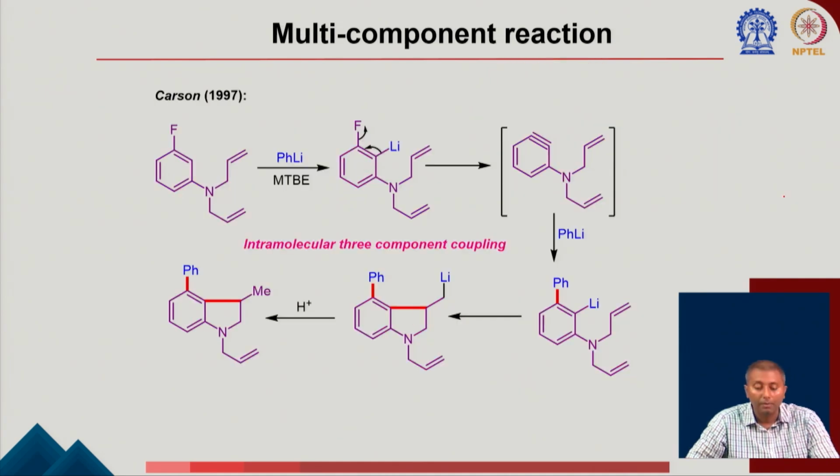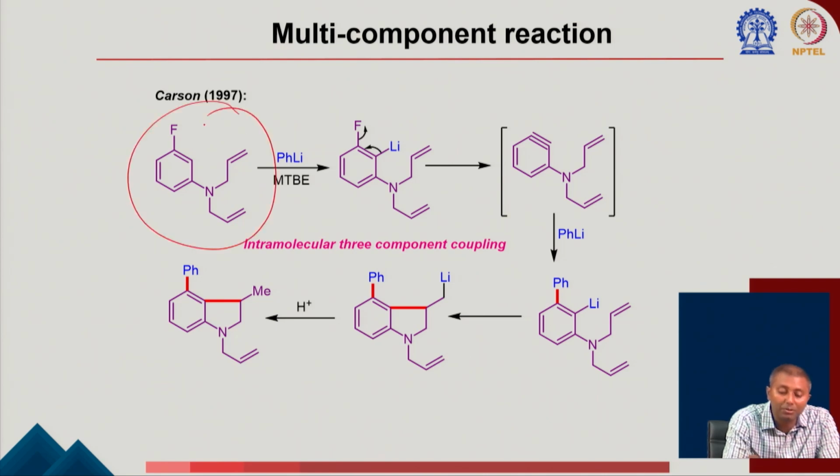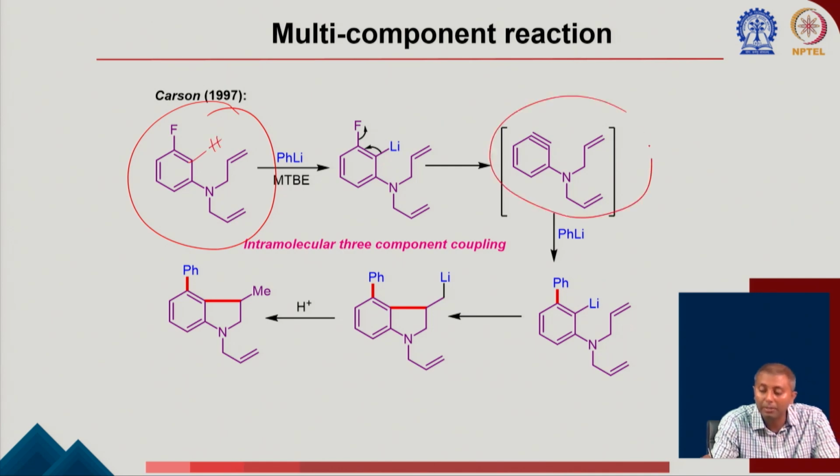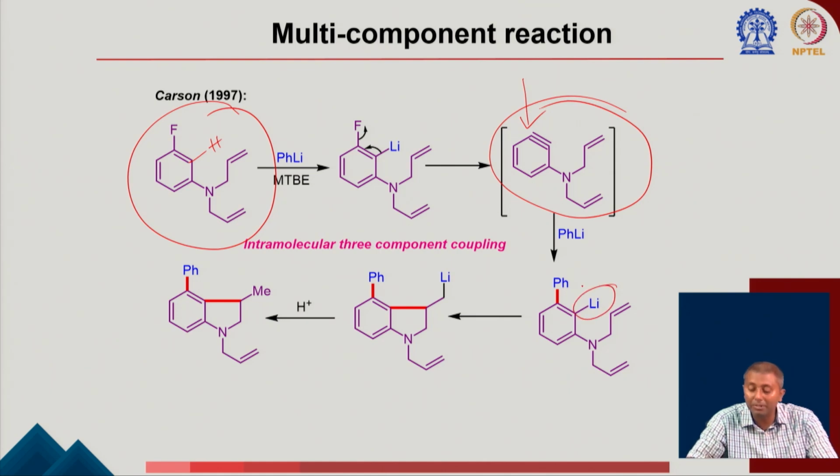Okay. Another important reaction here: first you treat this compound with phenyl lithium. Once you treat with phenyl lithium, again there will be proton abstraction from here, which is going to form the corresponding benzyne. You already have a phenyl lithium in the reaction, so it is not going to stay there, it is going to attack here to generate this corresponding lithium. This lithium is ready for an intramolecular 5-exo cyclization.